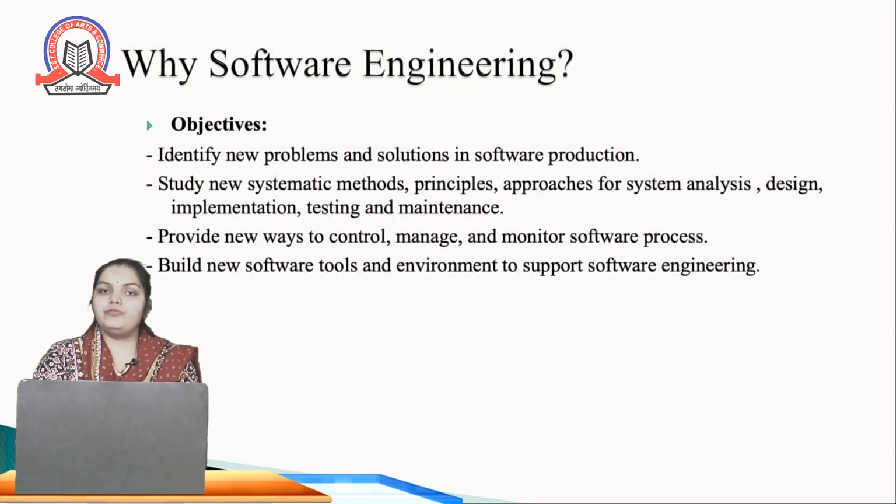The main objective of software engineering is to identify new problems and solutions in software production, and to study new systematic methods, principles and approaches for system analysis, design, implementation, testing and maintenance. It provides a new way to control, manage and monitor software processes, and to build new software tools and environments to support software engineering.